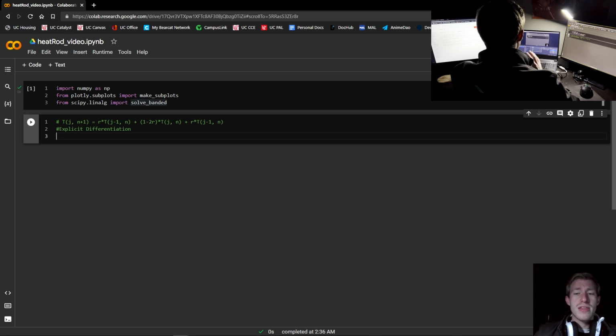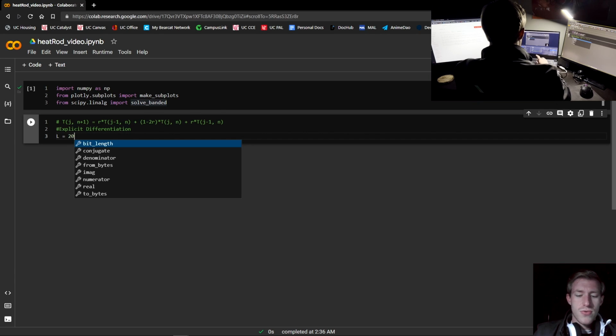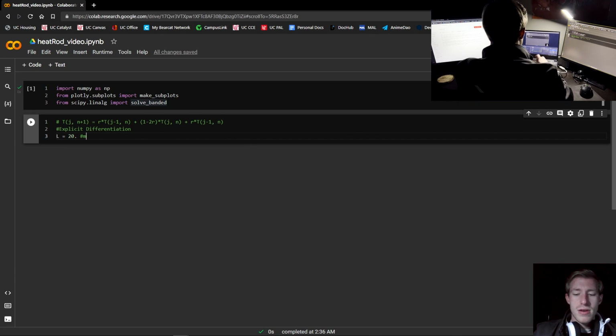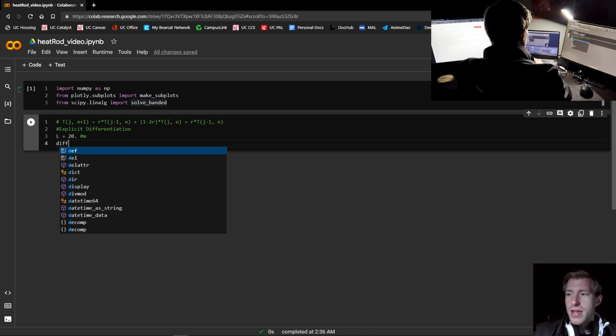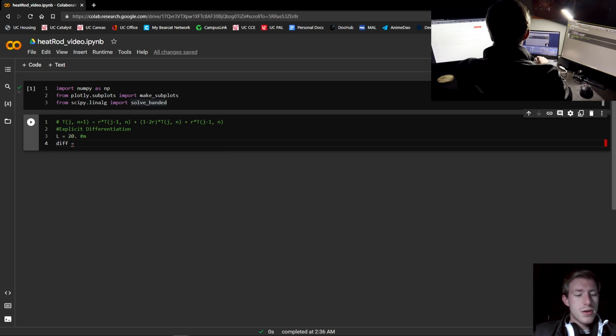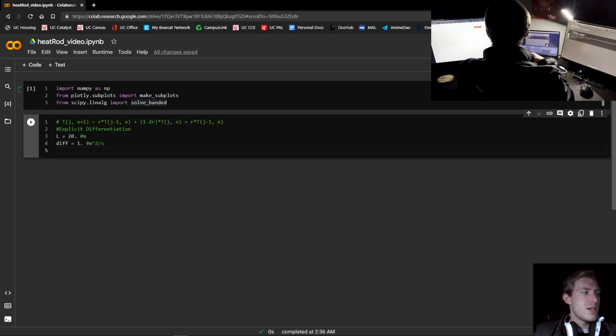So we're going to start by putting in the physical characteristics of this heat rod that have been given to us by Professor Coe. So I'm just going to quickly add those in. The length of our bar, which I'm just going to use capital L, is 20 meters, so I go 20 dot, and that's notated in meters. We know the thermal diffusivity, which I'm just going to call diff because I'm uncreative, of our bar is going to be 1 meters squared per second. So that's the units, meters squared per second.